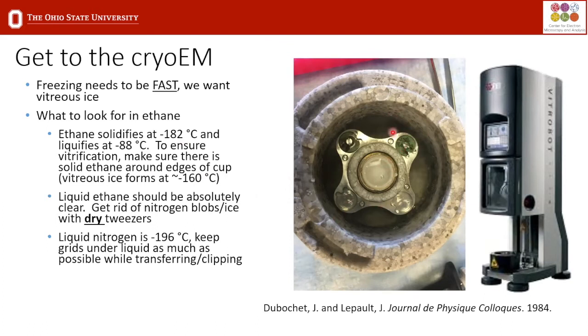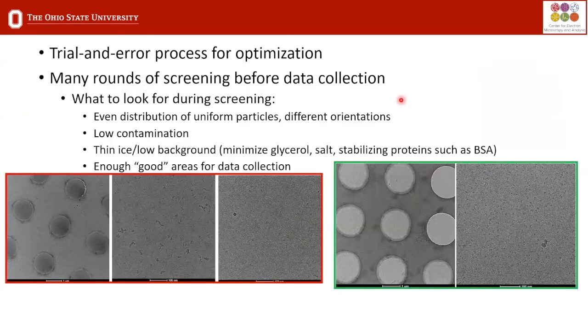Also, when I have my grid boxes in this folder, I try to keep those under liquid as much as possible. They are safe in the vapor phase, but most of your contamination is going to happen at the air-liquid interface of that liquid nitrogen. So I try to keep that air-liquid interface above my grids. So try to work under the liquid as much as you possibly can. Optimizing your freezing and blotting conditions is a trial and error process. There's not one set of conditions I can tell you that will work well for all samples.